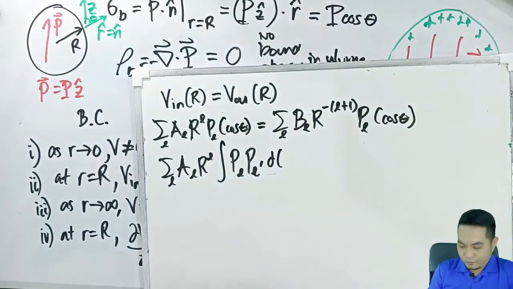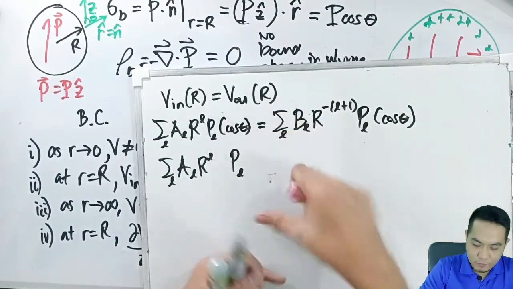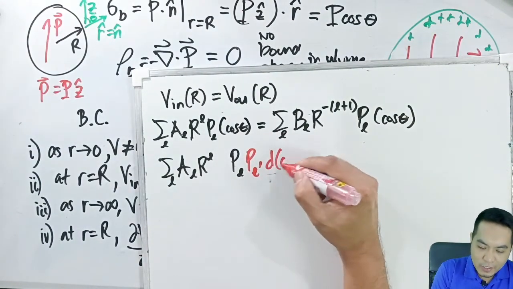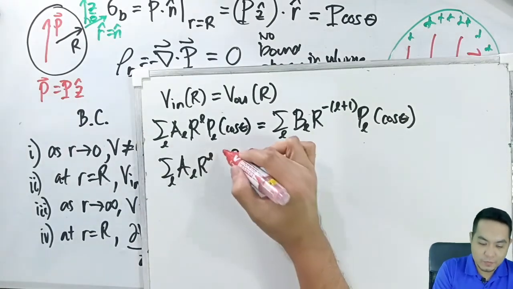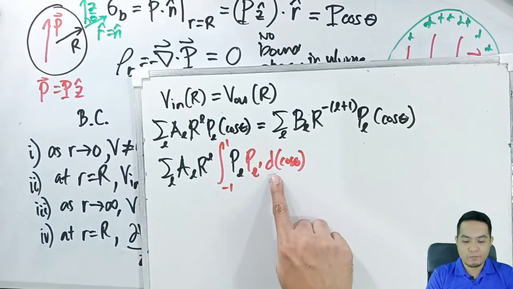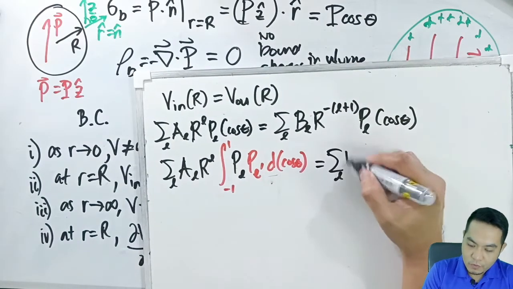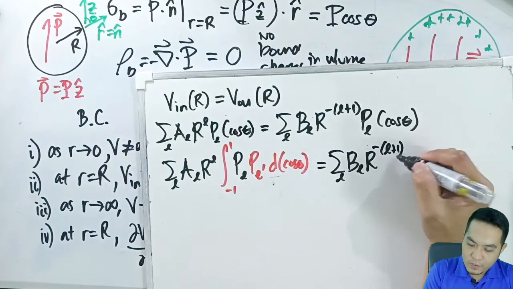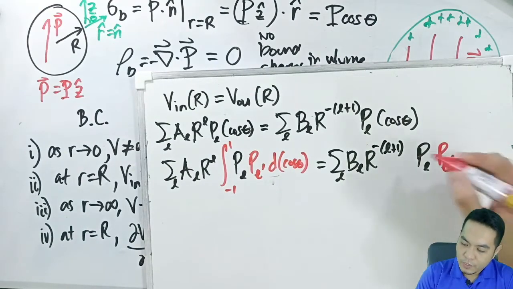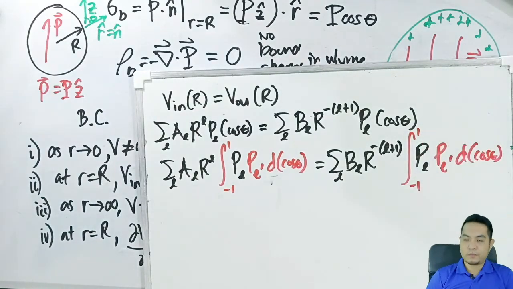So I'm just going to highlight this in a different color. We multiply both sides by PL prime of cosine theta and then integrate over cosine theta from negative 1 to 1. So that is what we did. Multiply both sides by PL prime, then integrate over cosine theta. We'll also do that on the other side. So r to the negative L plus 1, you have PL, and I'm going to multiply by PL prime and then integrate over the differential of cosine theta from negative 1 to 1.